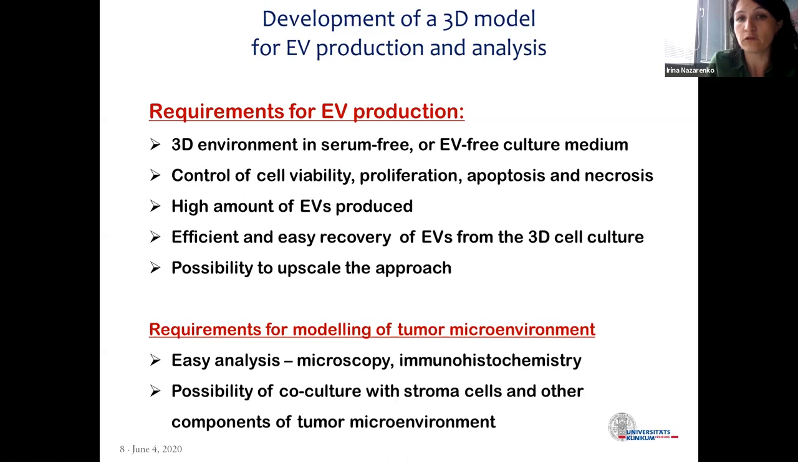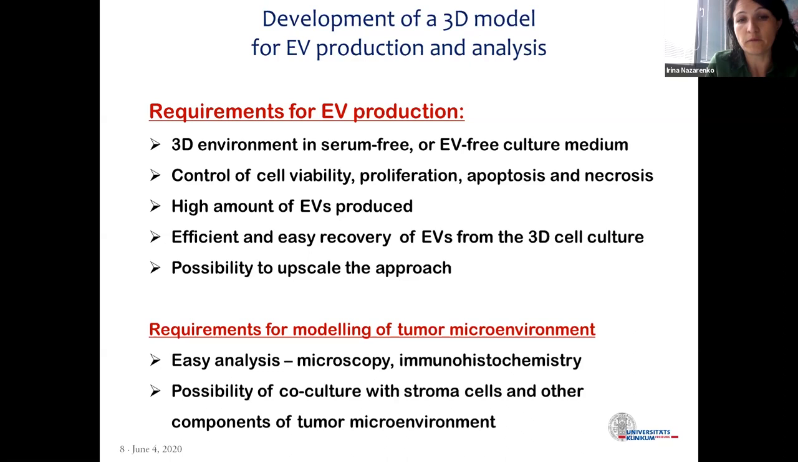We would like to have a high amount of vesicles because, of course, everybody working in cell culture knows that very high volumes must be produced to get enough material to study vesicle functionality or vesicle content. It must also allow efficient recovery, because recovering vesicles from matrix gel is barely possible. So the 3D system must be compatible with vesicle study. And of course, we need the possibility to upscale the approach, because if we want functional assays complemented by content analysis, we really need a lot of vesicles.